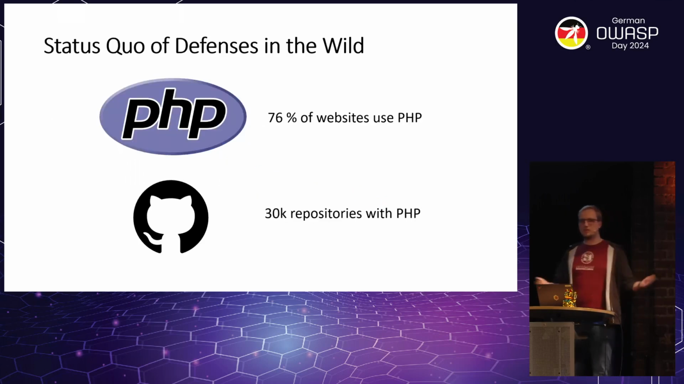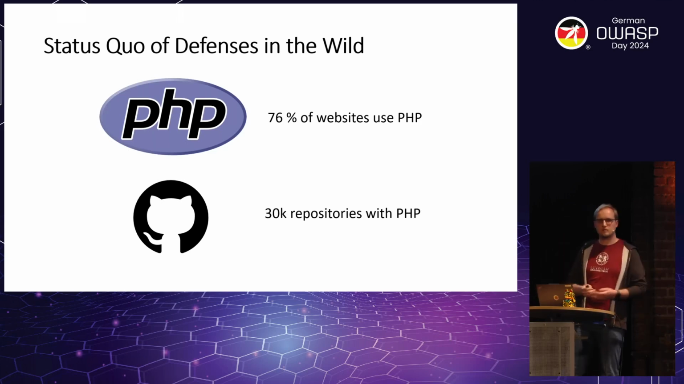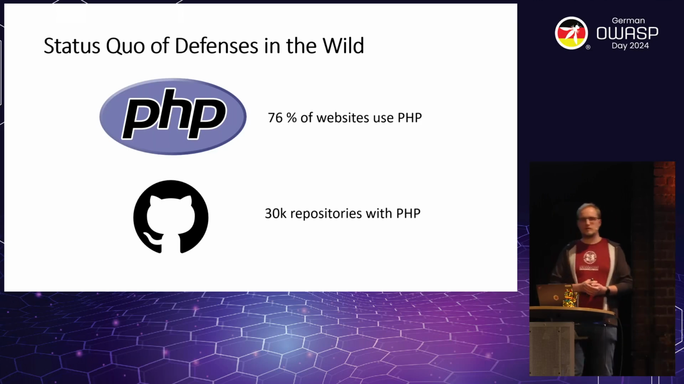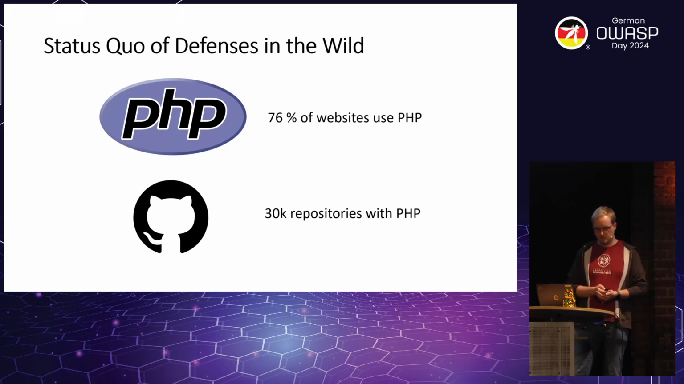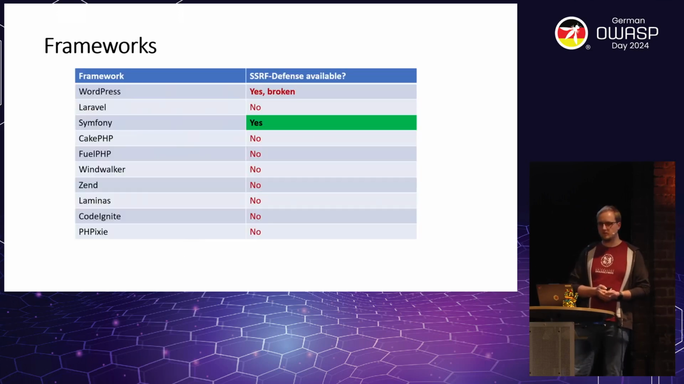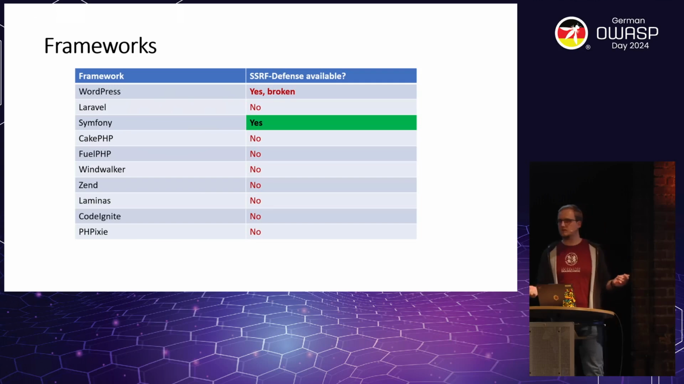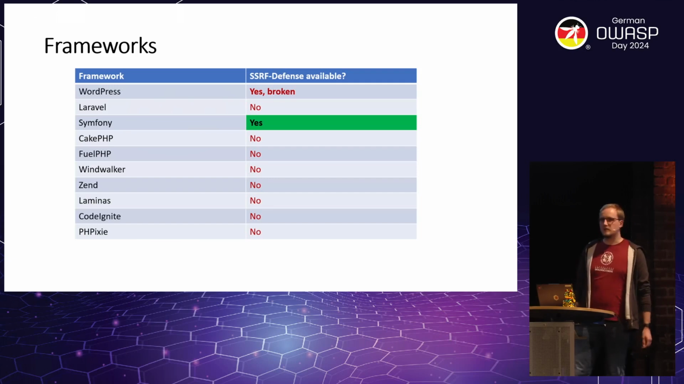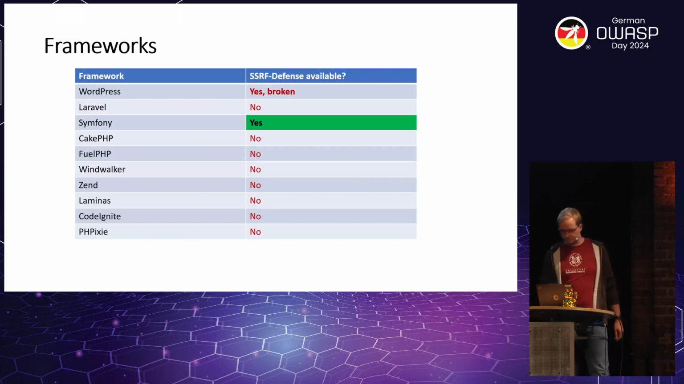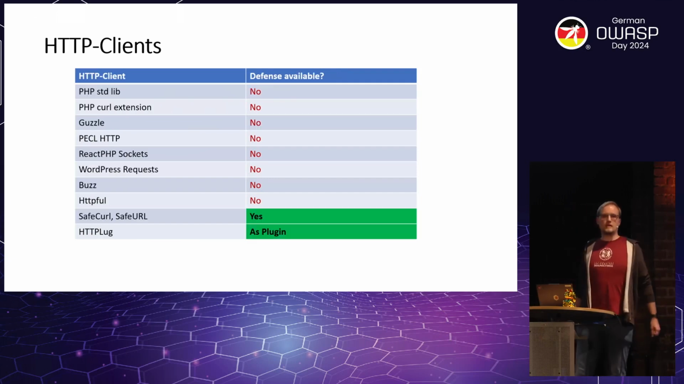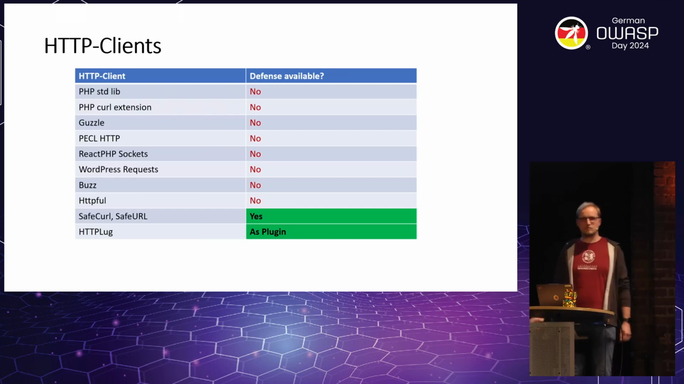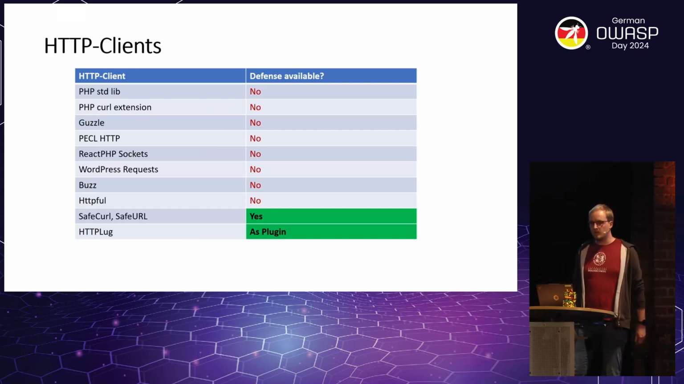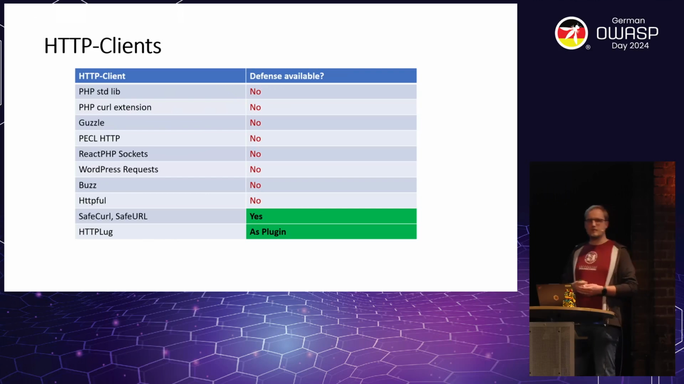We're looking at PHP, because PHP still powers most of the web, and we pulled 30,000 repositories from GitHub. We also looked at the PHP ecosystem. There are several frameworks that support server-side requests, but out of them, only Symfony provides a defense against this attack. We also looked at HTTP clients in PHP. There are several, for example curl, but only the rather obscure family of safe curl clients, which, as the name implies, are a replacement for curl, defend against this.